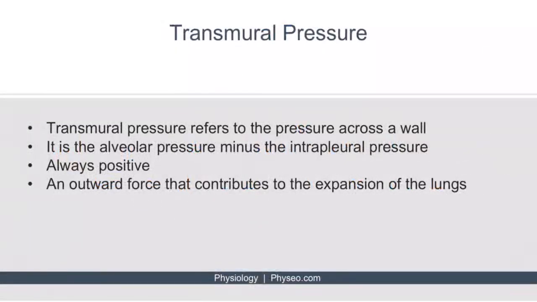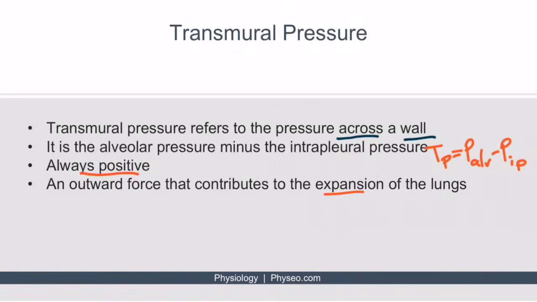Transmural pressure is exactly what it sounds like. Trans means across, and mural means wall. So transmural pressure is simply the pressure across a wall or several walls. In the context of pulmonary physiology, transmural pressure refers to the difference between the alveolar and the intrapleural pressure. In other words, the transmural pressure, TP, equals the alveolar pressure, PALV for short, minus the intrapleural pressure, PIP for short. Under physiological conditions, the transmural pressure is always positive, and conceptually, it is an outward force that contributes to the expansion of the lungs.